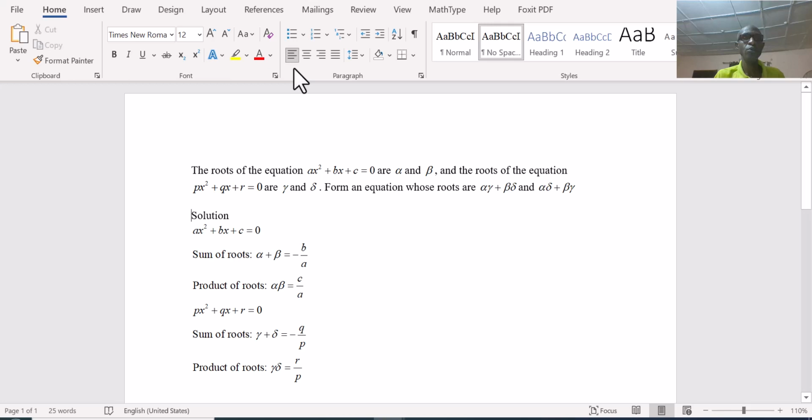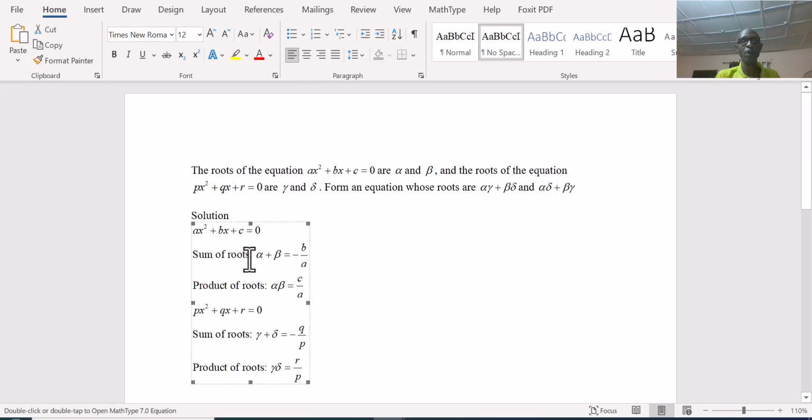Welcome back. This question says that the roots of the equation ax squared plus bx plus c equals 0 are alpha and beta, and the roots of the equation px squared plus qx plus r equals 0 are gamma and delta. Form an equation whose roots are alpha gamma plus beta delta and alpha delta plus beta gamma. So this is the equation we are asked to form. Let's go over the question and start simplifying.